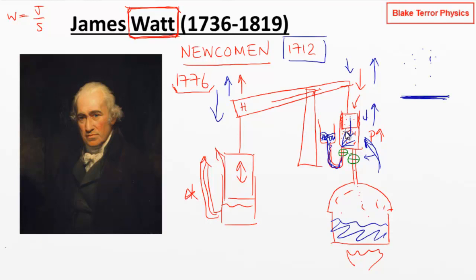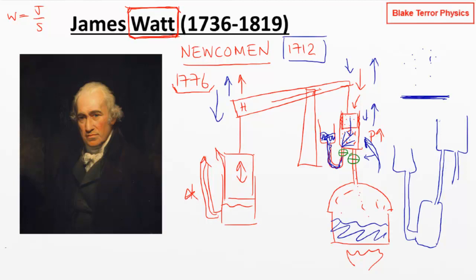So what Watt did with this was he set up a separate condenser. So rather than having the water going straight into the piston, he had his piston with the steam coming in, so that is unchanged. But now the condenser, this was a separate tube that went off to the condenser, which was then attached to the water.